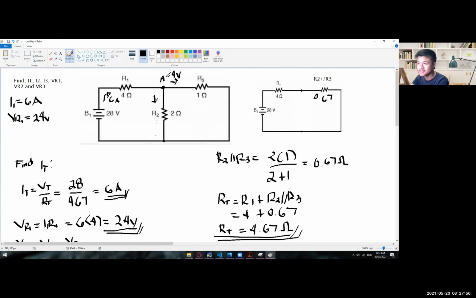So if we don't have this R1 right here, then we are sure that we have 28 volts passing through here and then 28 volts passing through here. But since we have a series connection right here, then of course we have to deduct that voltage drop in here. So we already have answered the VR1, VR2, and VR3, which is 24 volts, 4 volts, and another 4 volts. Then the ones that we are now looking for are the I2 and I3.